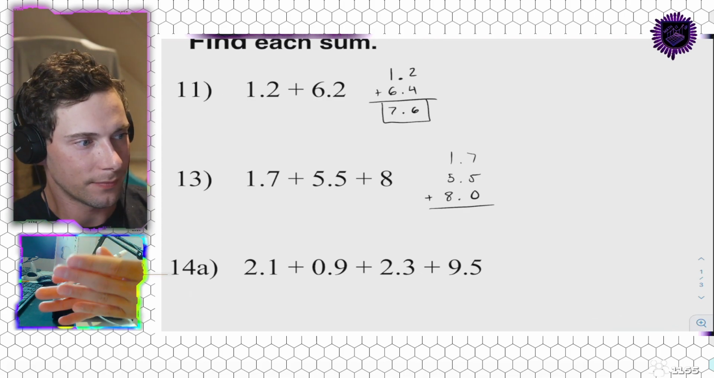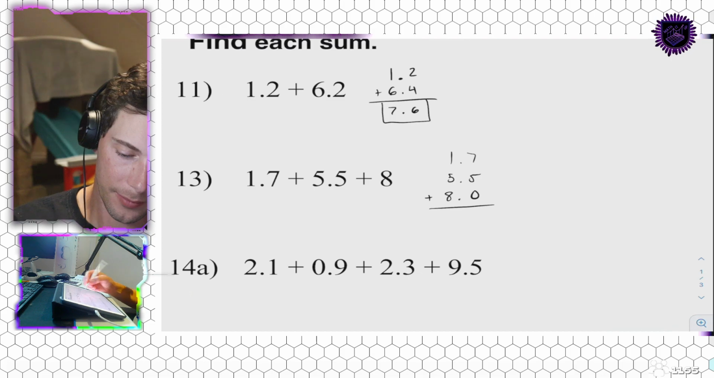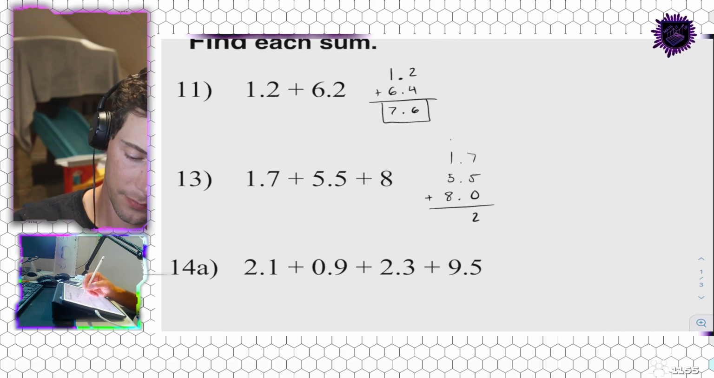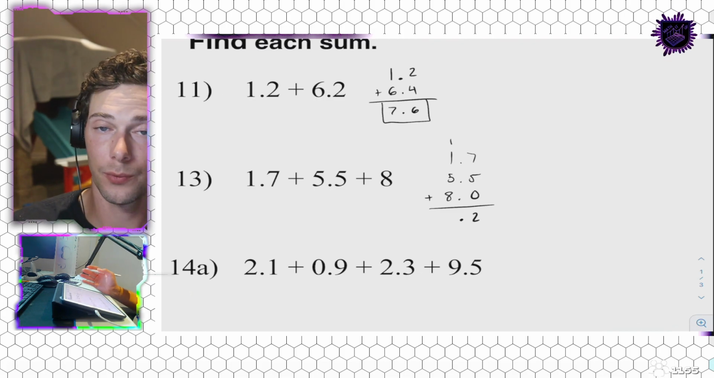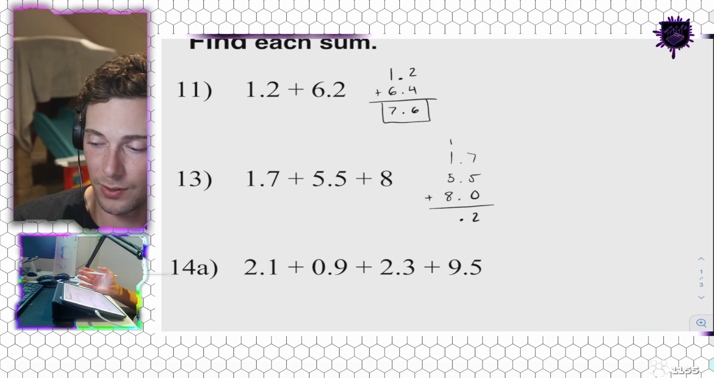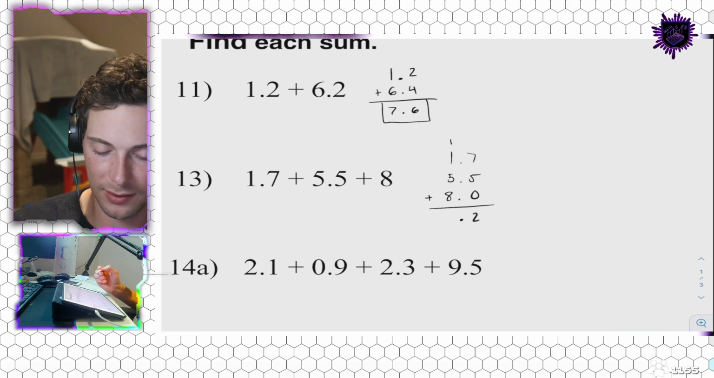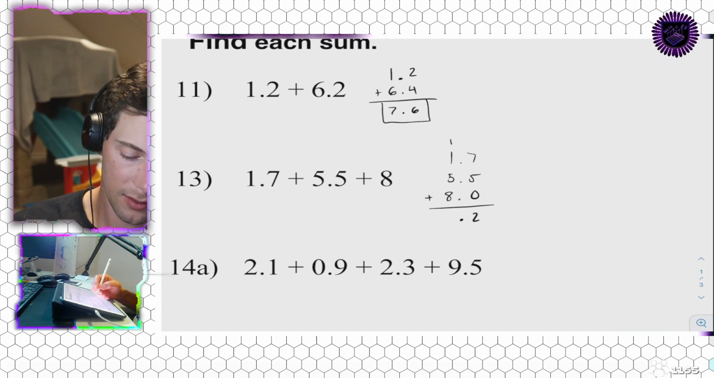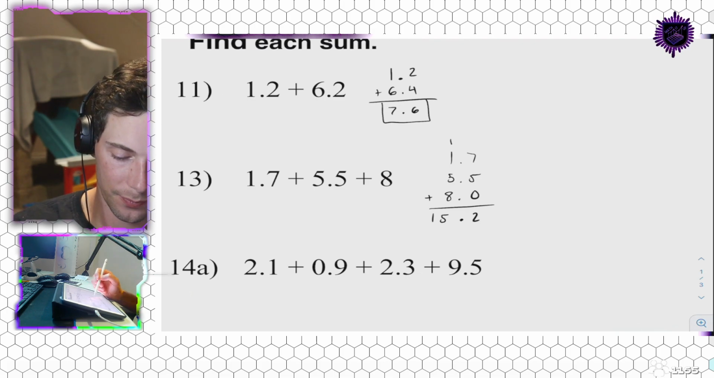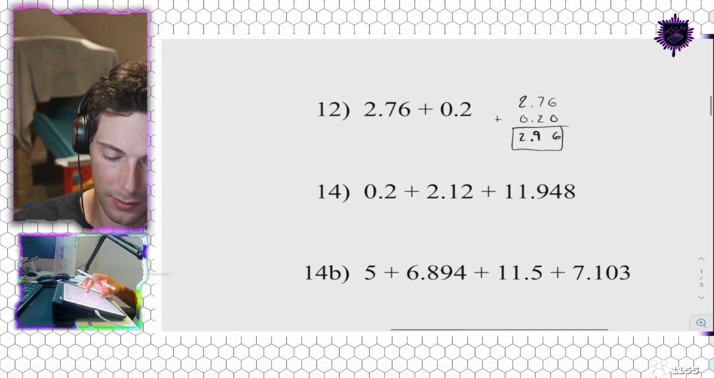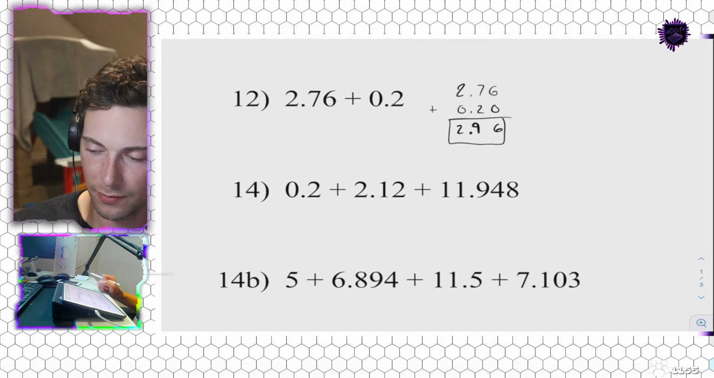Sorry, I'm playing with my camera. 7 and 5 is going to be 12. Write the 2. Carry the 1. Write the decimal point. Let's do that now. We have 1 plus 1 is 2. 2 plus 5 is 7. 7 and 8 is 15. 15.2. Square our answer. Move on to question 14.